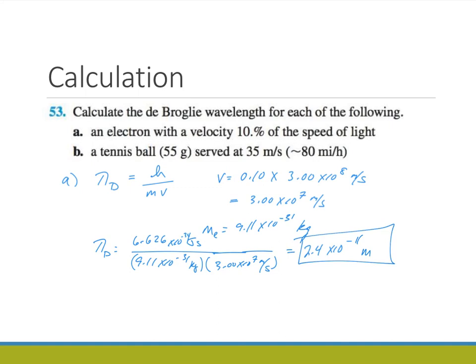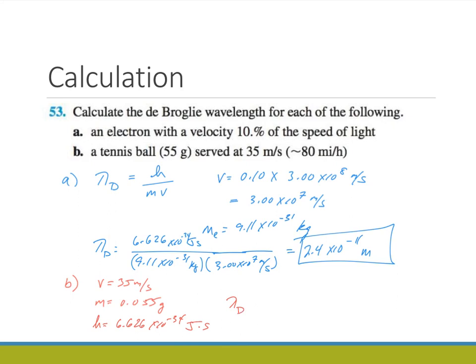Let's do part B, where we have a tennis ball, 55 grams, served at 35 meters per second. So the de Broglie wavelength for part B is going to equal, well, our velocity is 35 meters per second. Our mass is 55 grams, but it has to be in kilograms, so 0.055 kilograms. And h equaling 6.626 times 10 to the minus 34 joule seconds.